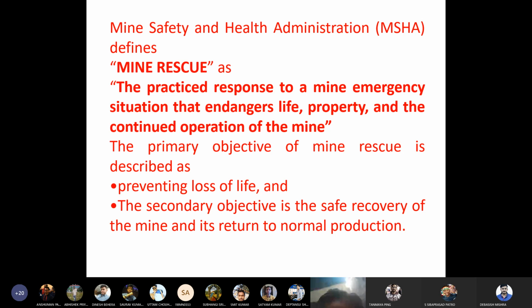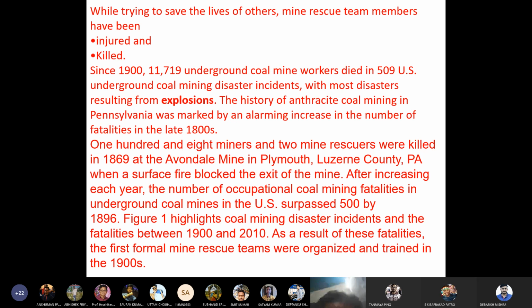And mine rescue is nothing but the practiced response to a mine emergency situation that endangers the life, the property, and the continued operation of the mine. Therefore, the primary objective of mine rescue is described as preventing the loss of life. The secondary objective is the safe recovery of the mine and its return to normal production. These things we have discussed.